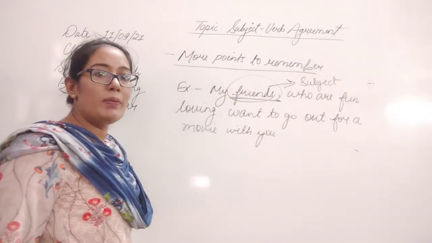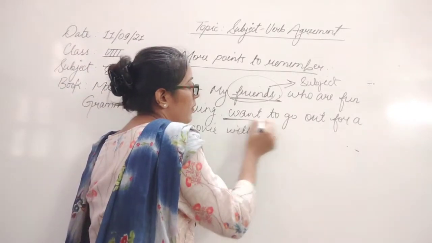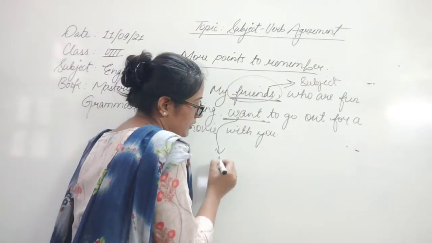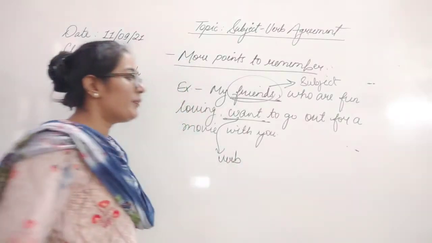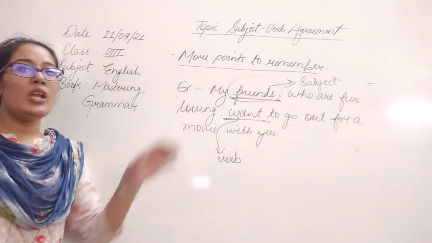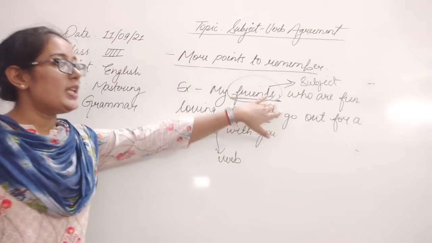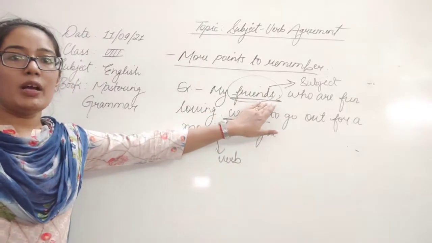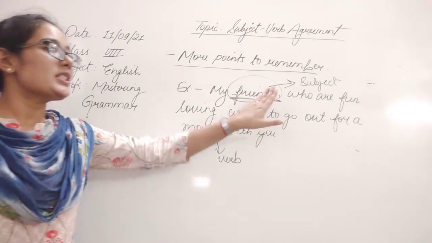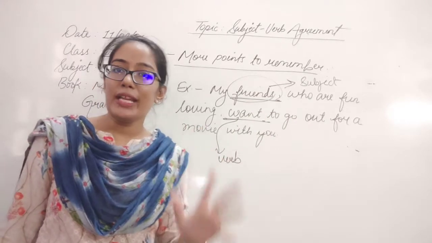And what's the verb? Want becomes the verb. Okay. So here the group of words, that is friends, acts as the subject of the sentence. Am I clear?